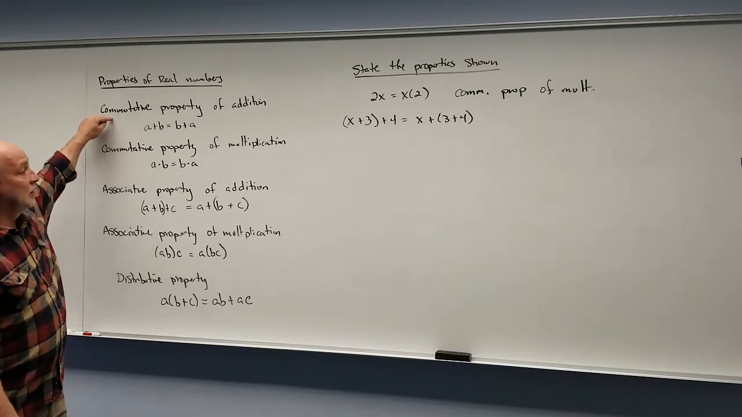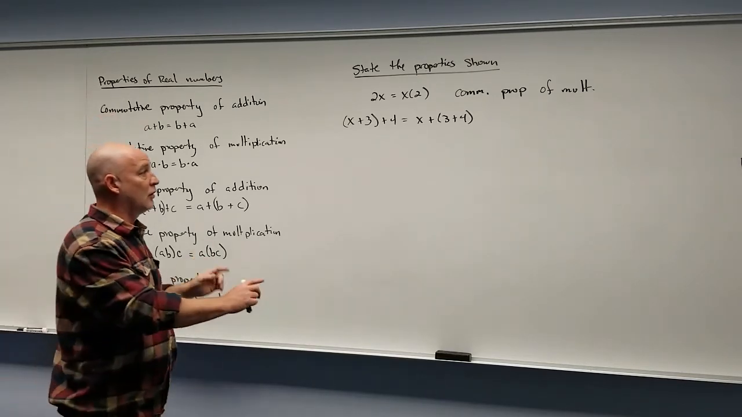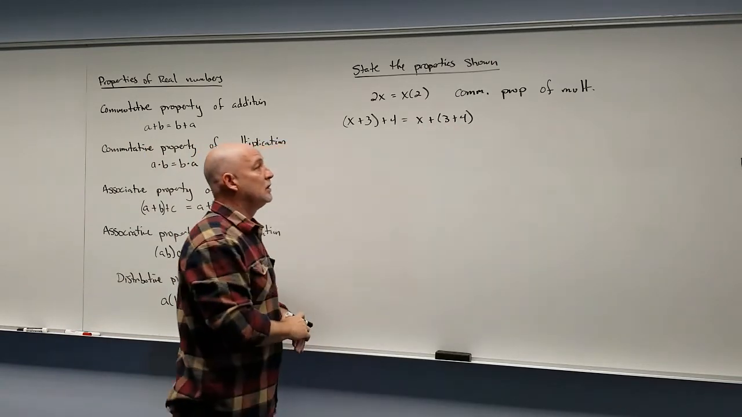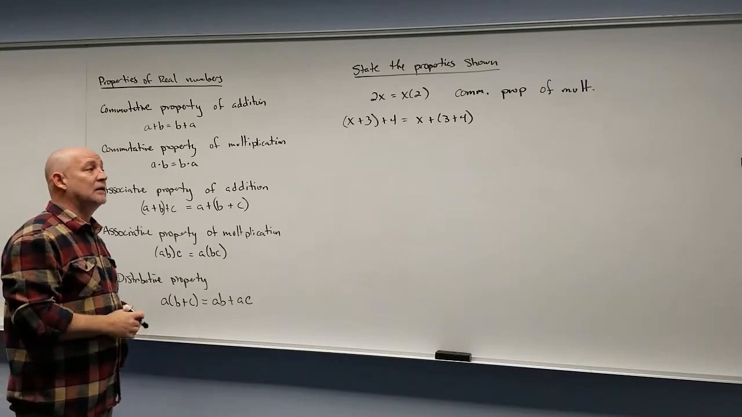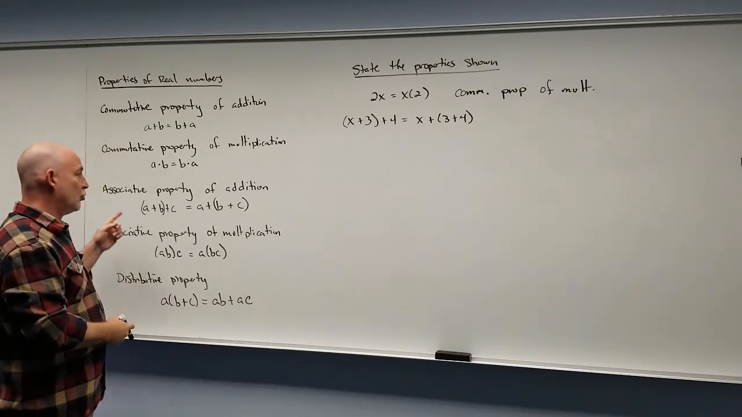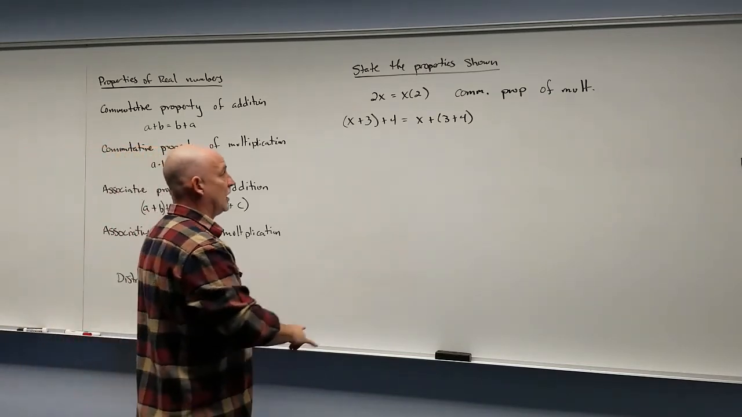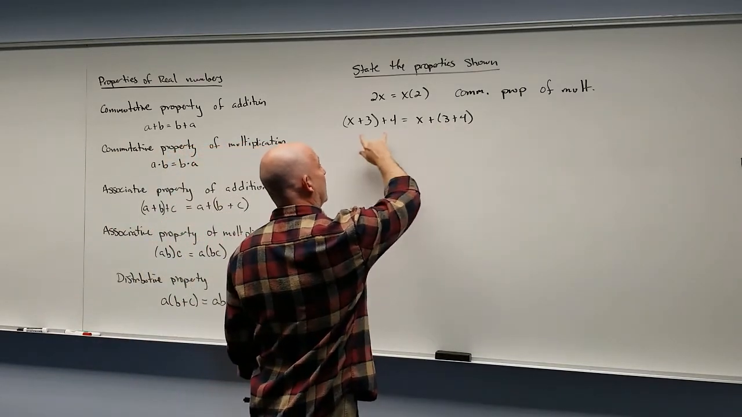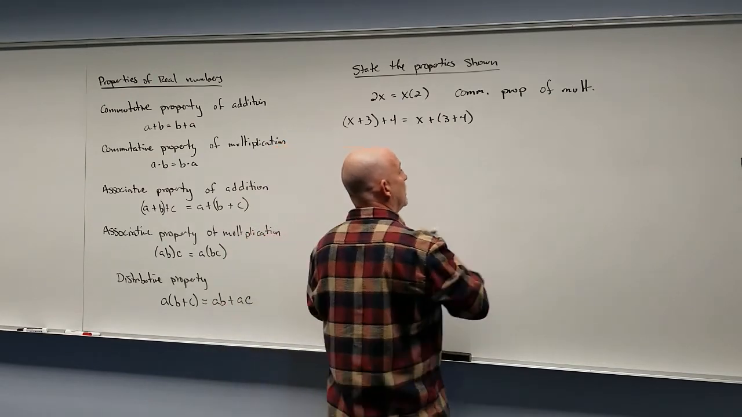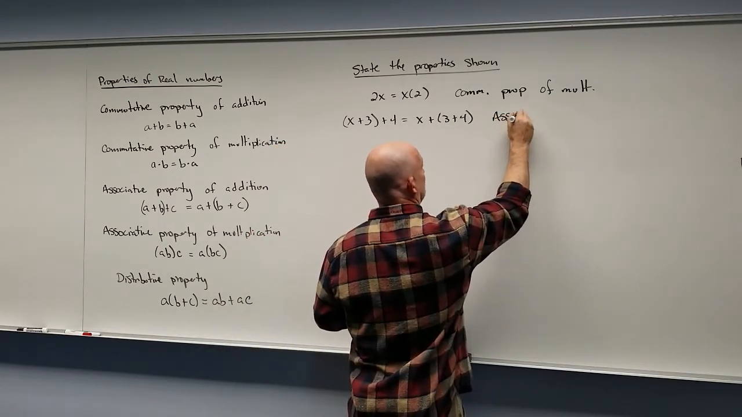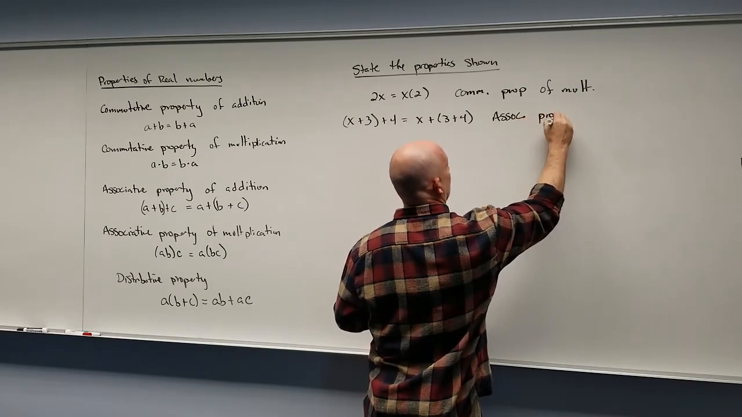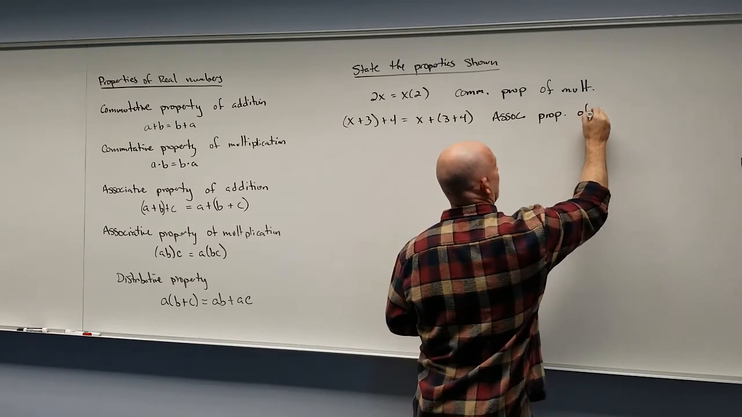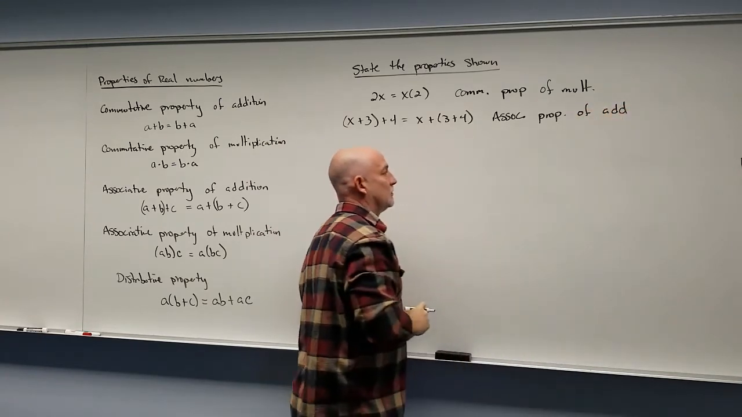First thing we want to check is, did the order change? So let's just move across here. I have an x, a 3, and a 4, an x, a 3, and a 4. The order did not change, so it is not the commutative property. Did the grouping change? Well, I do have grouping symbols this time. On the left, I have an x and a 3, and over here I have a 3 and a 4. So we have different things grouped on each side. So this is the associative property. And of course, here we're adding things together, so it's the associative property of addition.